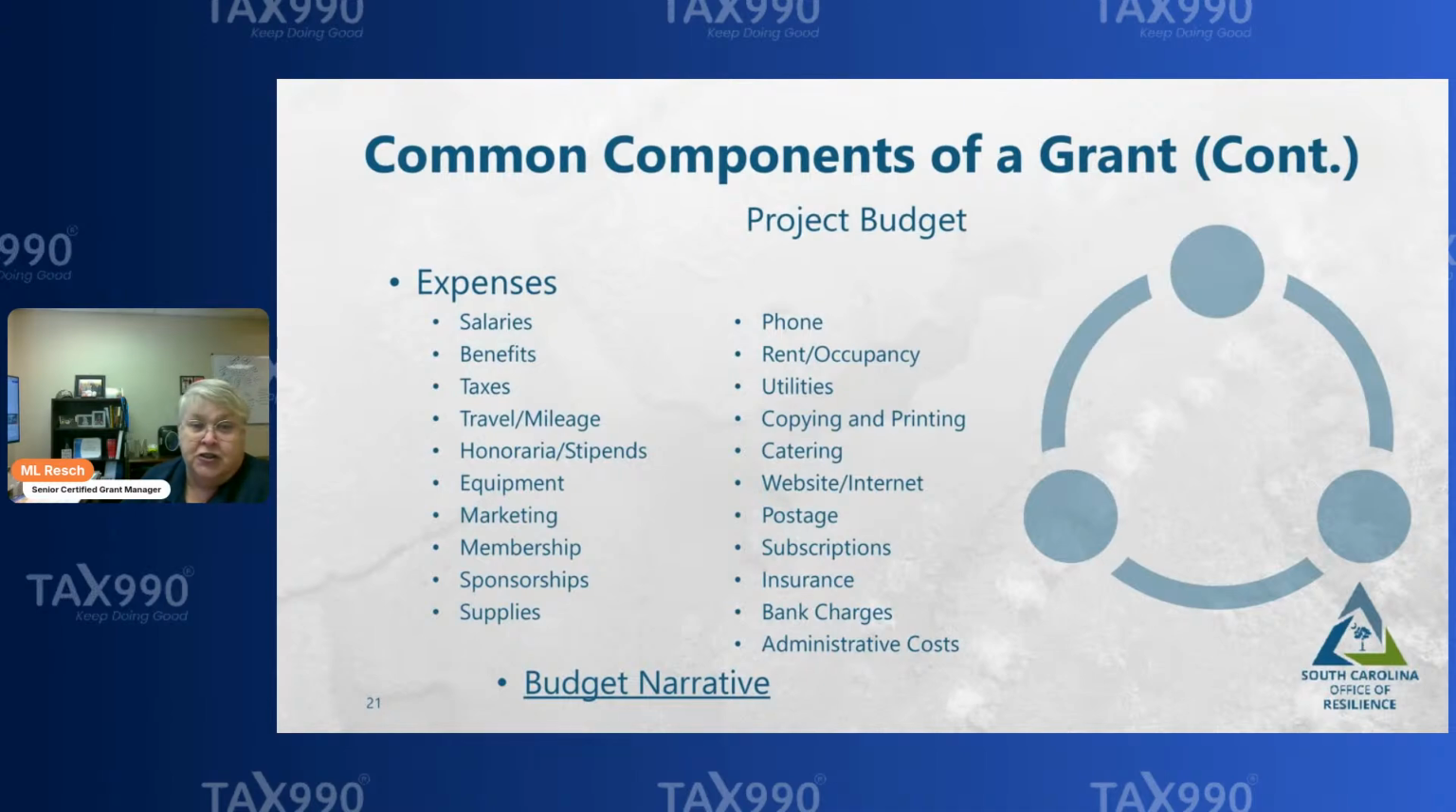Insurance. Do you have health insurance? Do you have liability insurance? Do you have D&O insurance, director and officer insurance? I will not serve on a board of directors unless they have D&O insurance. Because if someone decides to sue that nonprofit, after they get all the money they can from the nonprofit, they're going to go to the next deep pockets, and I don't want to be that deep pocket. And then bank charges. And then you see budget narrative. You're going to explain why you need that $150 a month in copy paper times 12 months.